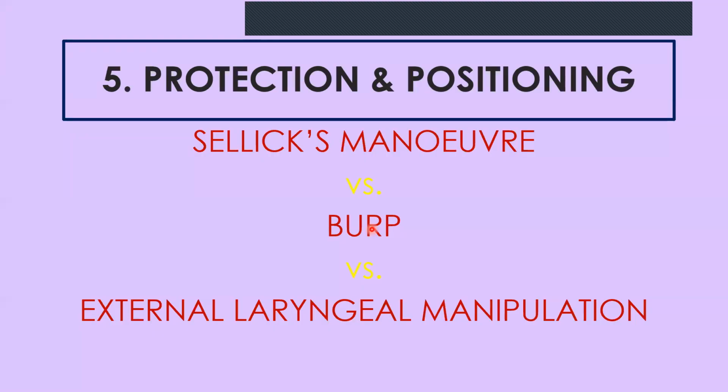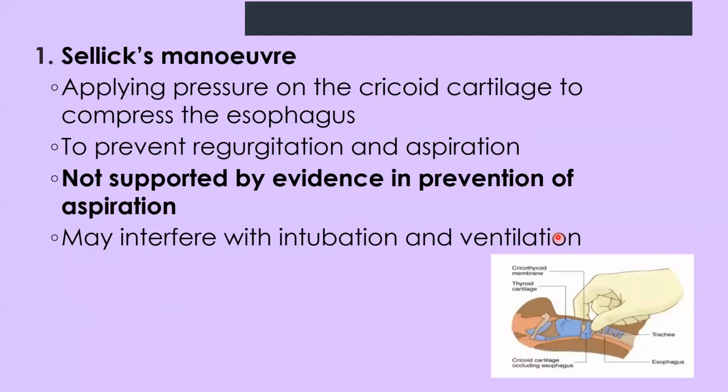So the next step is protection and positioning. So in protection and positioning ni, dia ada few technique lah yang controversial and I will tell which one yang recommended lah. There are Sellick maneuver, BURP, and also ELM, external laryngeal manipulation. So the first one is Sellick maneuver. It is application of pressure on the cricoid cartilage to compress the esophagus. It is said to prevent regurgitation and aspiration, but actually not supported by evidence in prevention of aspiration, and it also may interfere with intubation and ventilation.